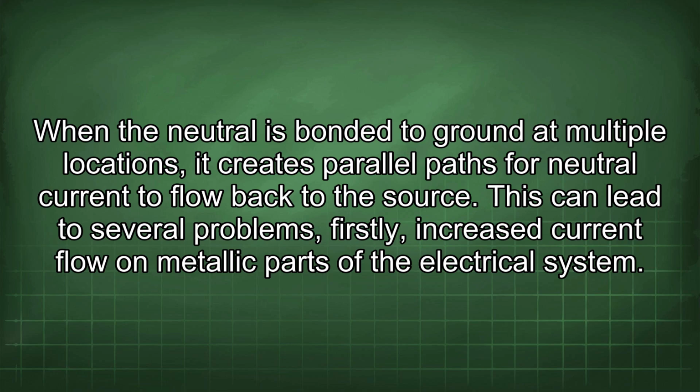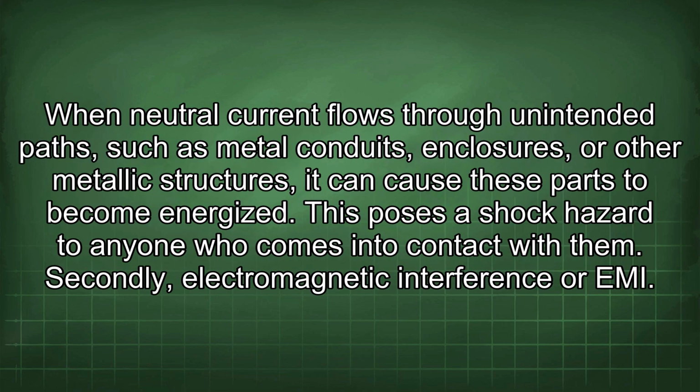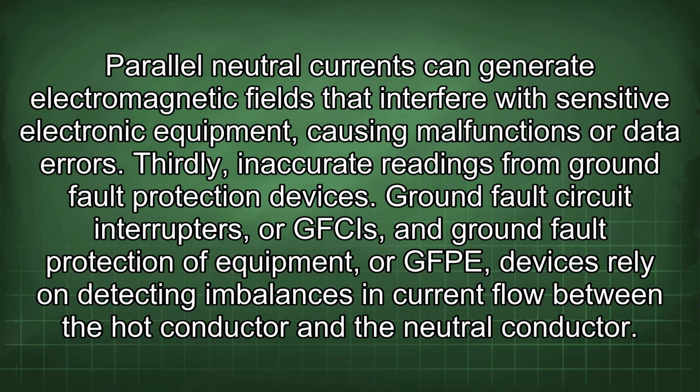Firstly, increased current flow on metallic parts of the electrical system. When neutral current flows through unintended paths such as metal conduits, enclosures, or other metallic structures, it can cause these parts to become energized. This poses a shock hazard to anyone who comes into contact with them. Secondly, electromagnetic interference, or EMI. Parallel neutral currents can generate electromagnetic fields that interfere with sensitive electronic equipment, causing malfunctions or data errors.